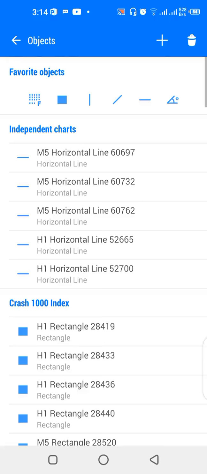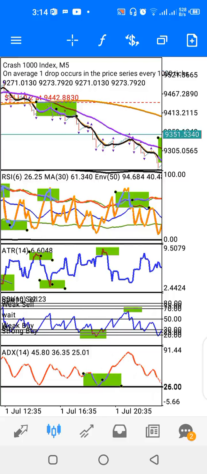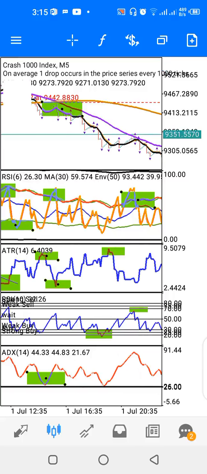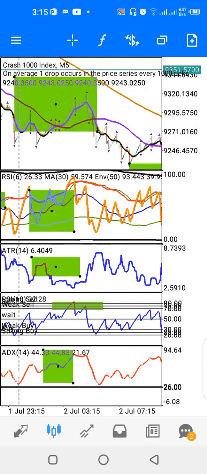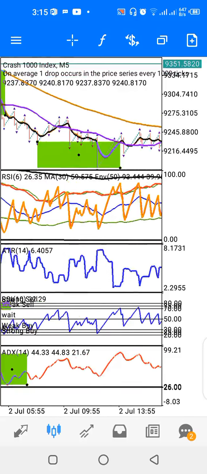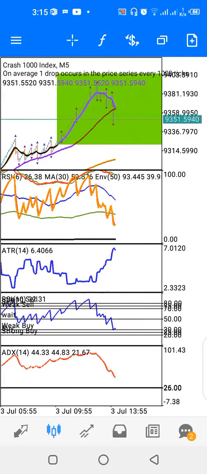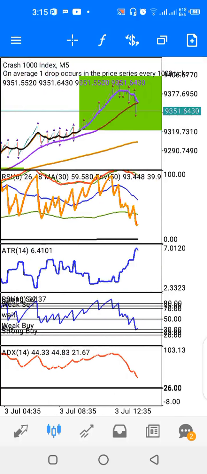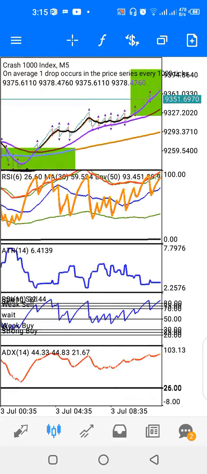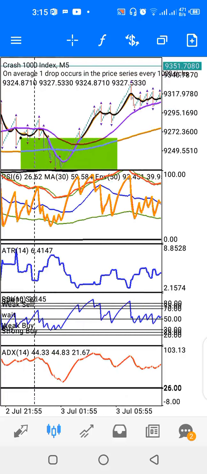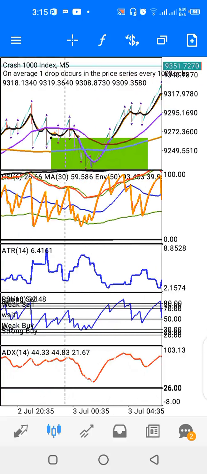When the red ADX line goes above the 25, 26 level, that means you are free to trade. But when it drops below the 25, 26 level, that means you have a range. You may consider waiting for volatility or for price to move out of the range before you start to trade. Of course, for crash index, you only sell. For boom index, you only buy.